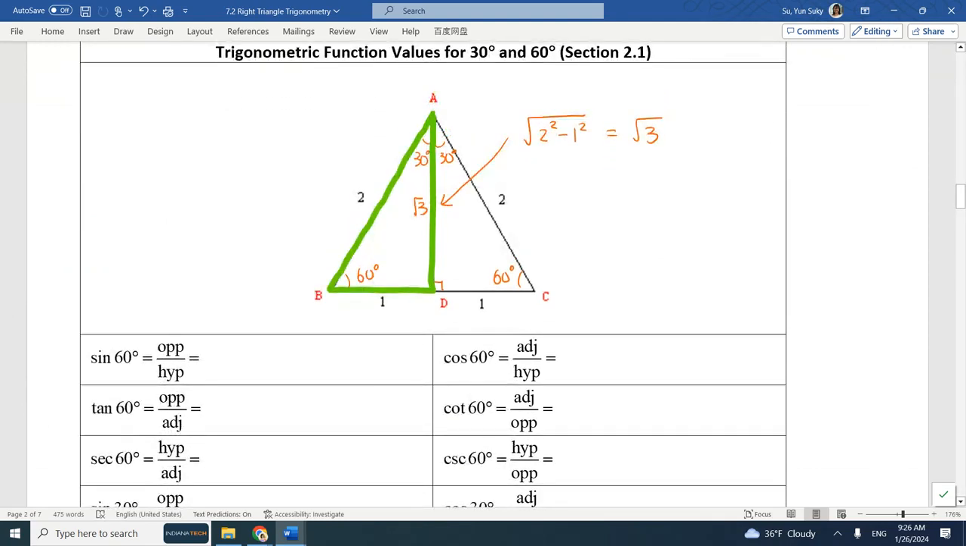Now, let's look at the 60 degree. Let's call this theta. That's 60 degree. Who's the opposite? Square root of 3 is the opposite, right? So we write it down. The adjacent is what? 1. The hypotenuse, 2. Good. Let's continue. Next student, what is sine 60 degree?